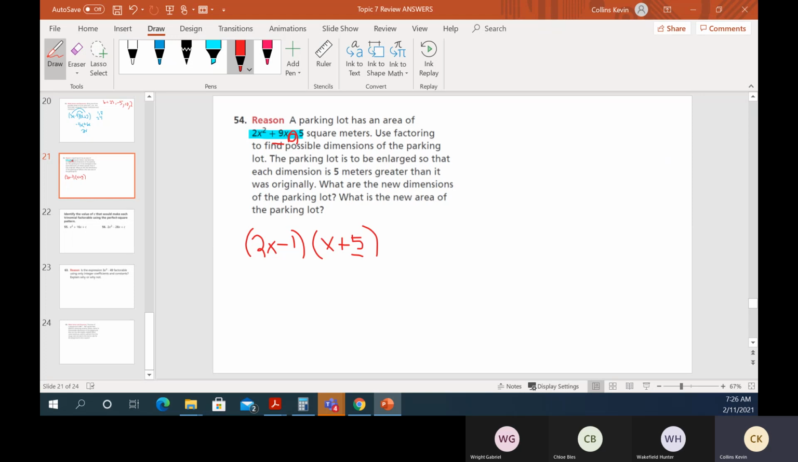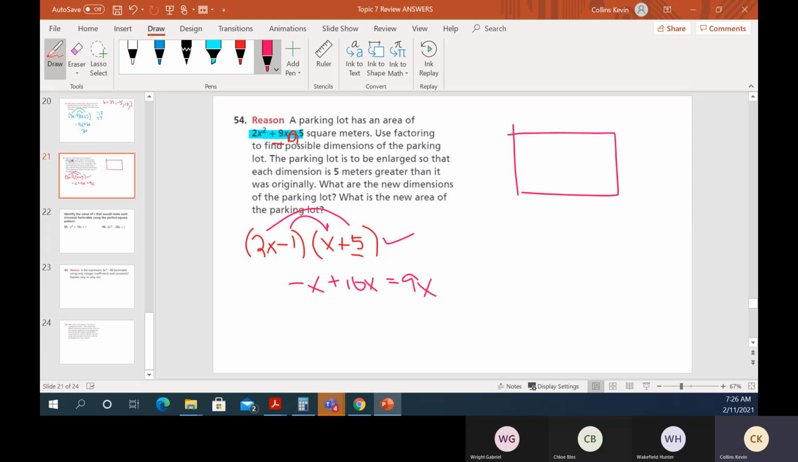Okay, so then let's just double check ourselves, make sure we're okay. So I've got minus x. Over here I got plus 10x. So 10 minus 1 is 9x. So we are golden. So that's the possible dimensions of the parking lot. So what they're saying is it's going to look something like this, right? You have the parking lot here. This might be 2x minus 1, and this might be x plus 5. Okay? So that's the first part.